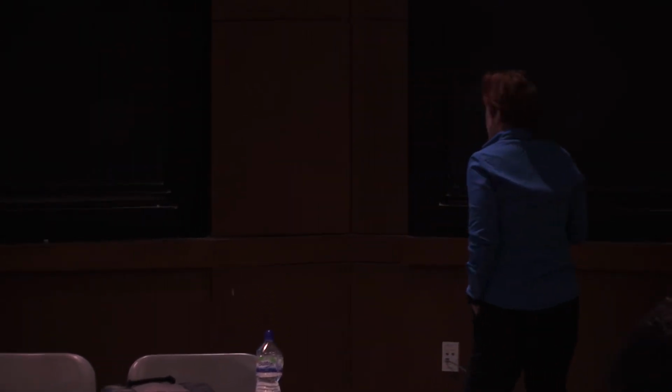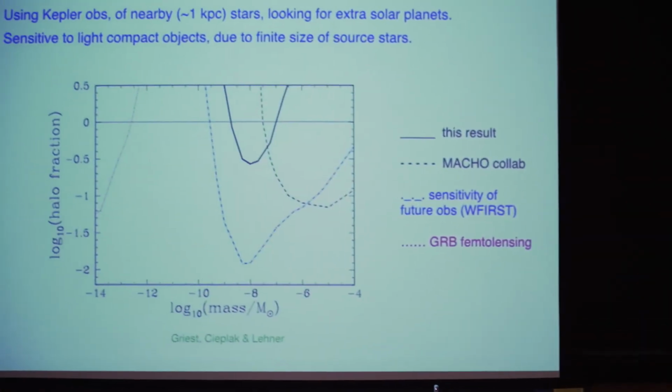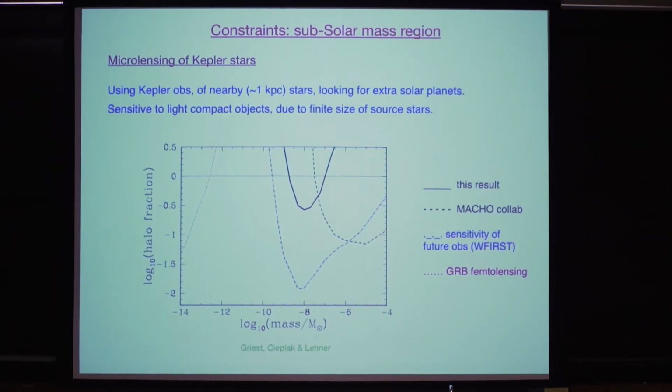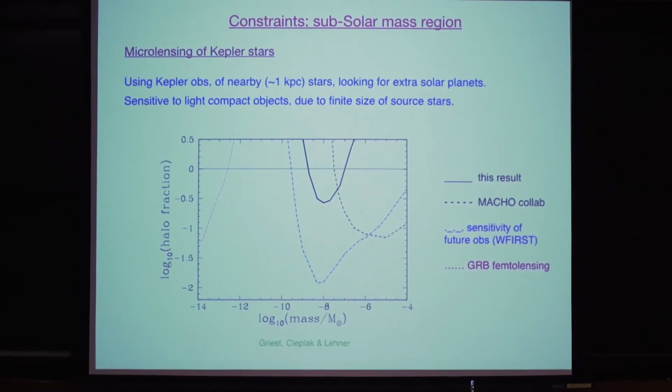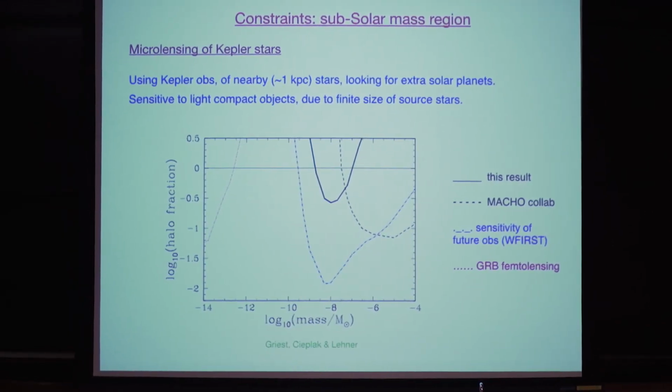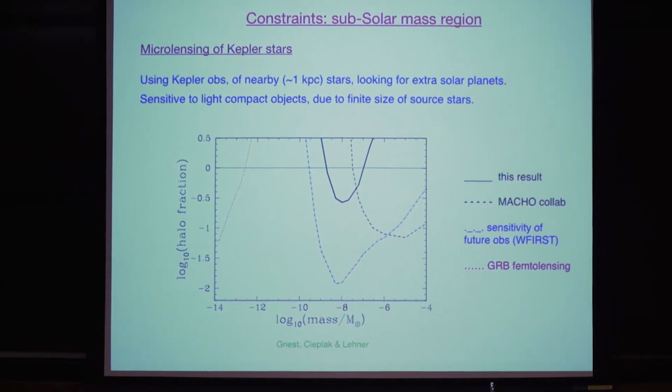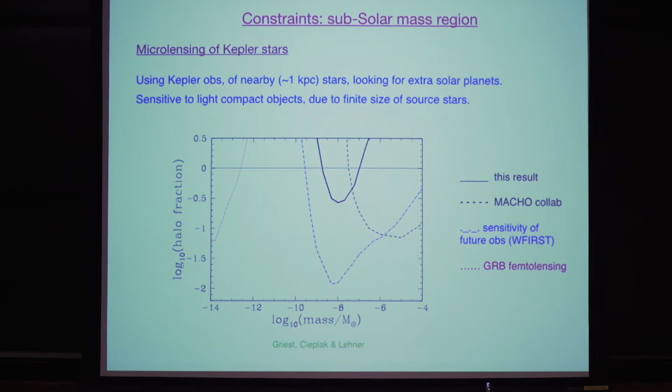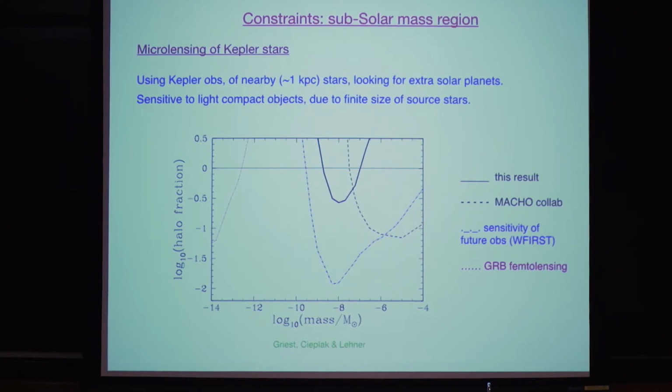No. Okay, well then come on to constraints in other mass regions, because even if the multisolar mass region seems to be tightly constrained for being a dark matter candidate, there's a much wider range of possibilities. So microlensing again, nearby stars have been observed by Kepler for planet finding, and because they're very nearby, only about a kiloparsec away, the microlensing gets a bit more complicated, and the source stars, rather than being point objects, have finite size. And what that turns out to mean is that you're sensitive to lensing by much lighter compact objects. So these are constraints by Griest et al.